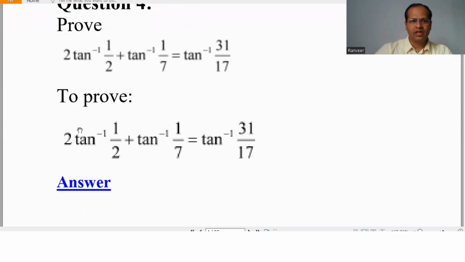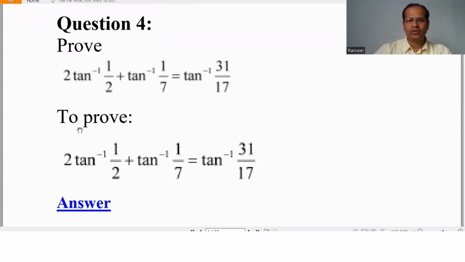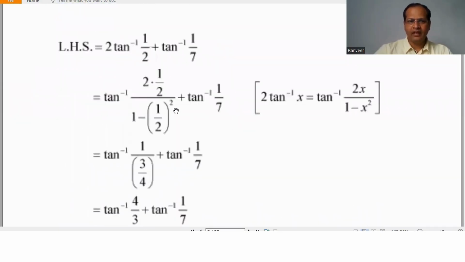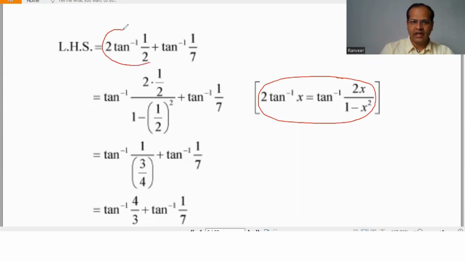Now question number 4. In the third and fourth questions, there is a very minute difference. Here in tan inverse 1 by 2, 2 is there. So first of all, we have to convert this into the tan inverse format, and after that we will apply the formula. For 2 tan inverse x, we know the formula is tan inverse of 2x by 1 minus x square. This is the basic formula. So 2 tan inverse x we can write as tan inverse 2x by 1 minus x square, where x is 1 by 2, plus tan inverse 1 by 7.